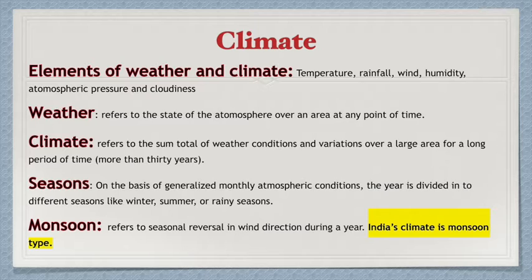The next, monsoon. Monsoon refers to the reversal in wind direction during a year. Monsoon is the word coined by Arabian sailors. It is an Arabic word, mausam, that means wind. Monsoon is the reversal in wind direction during a year. That is called monsoon. India's climate is monsoon type.